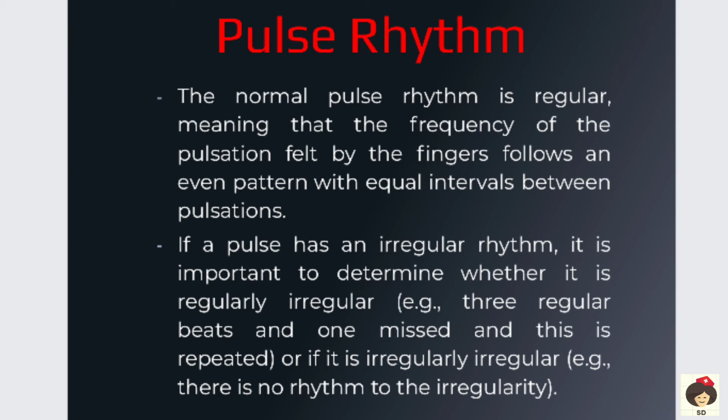Okay, so if a pulse has irregular rhythm, then we have to see whether it is regularly irregular. That means we get 3 regular beats with 1 missed beat, and this keeps repeating, or if it is irregularly irregular. That means you cannot identify the rhythm. Sometimes one beat comes, then one beat is missing. Sometimes 2-3 beats will come, then 2-3 beats may miss. So like that there will be an irregular pattern. So you have to identify the pattern while feeling the pulse with the help of the fingers.